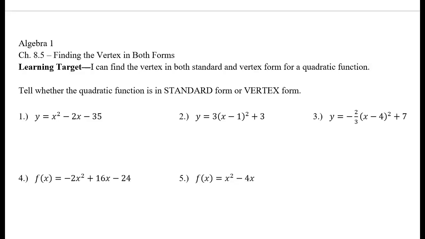Hello, this is Mrs. Sturgeon here to explain how to find the vertex for a quadratic that's either in standard form or in vertex form. So let's go ahead and get started.